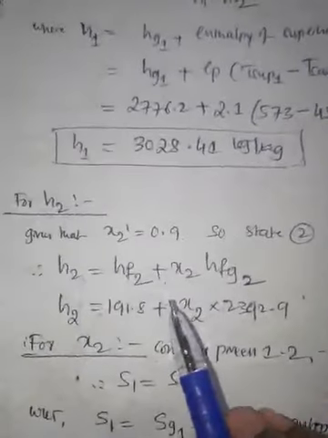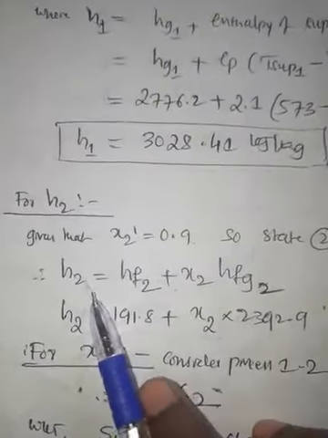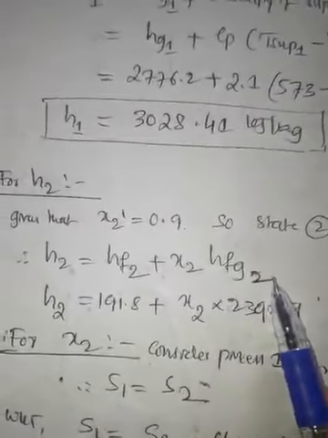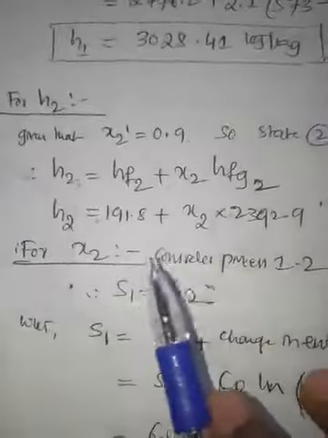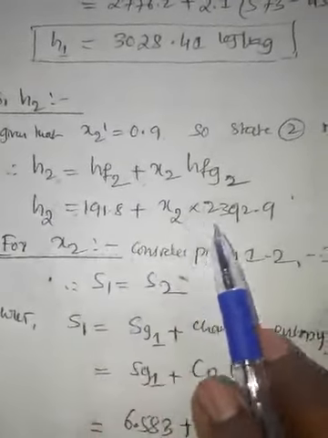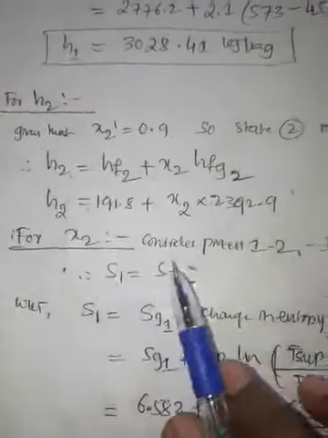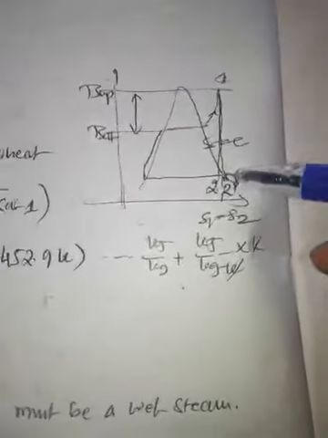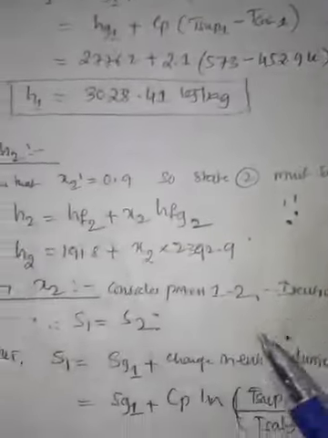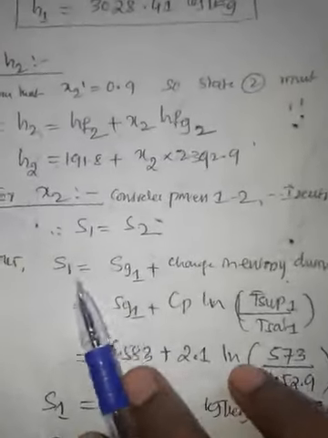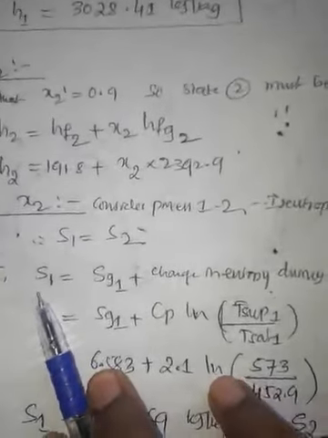So for wet steam in the wet region, the enthalpy formula we know: H2 is equal to HF2 plus X2 into HFG2. We have the values already noted down from the properties, but X2 is unknown. For X2, what is the usual process that we follow? We consider the isentropic process 1 to 2, that is S1 is equal to S2.